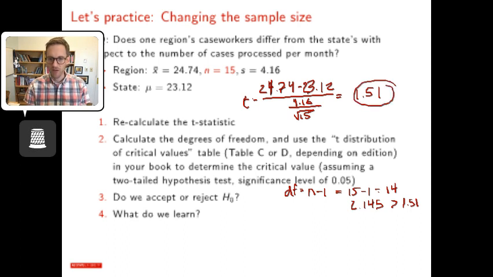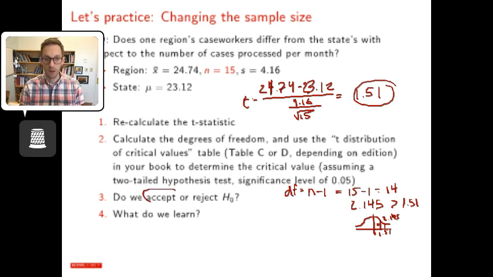So if it's greater, that means that in the distribution, my 1.51 lies closer to the mean than the critical value I set of 2.145. There's my 1.51. In which case, what do I have to do? Well, I have to accept the null, or I failed to reject the null hypothesis.